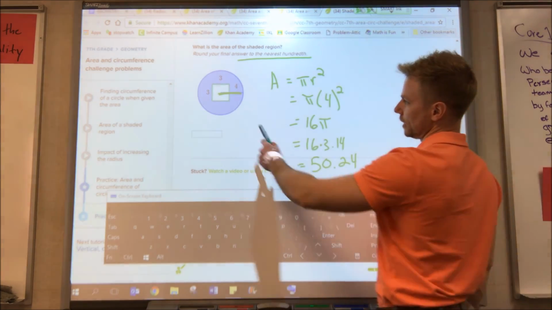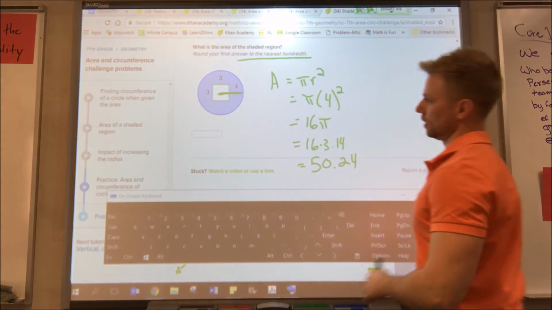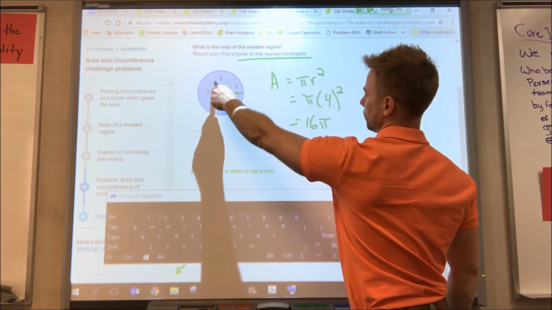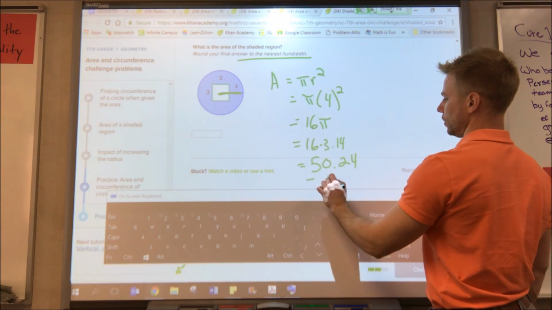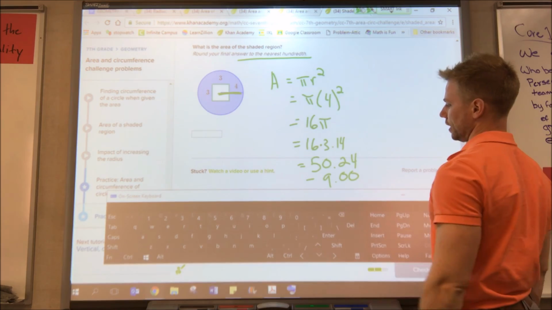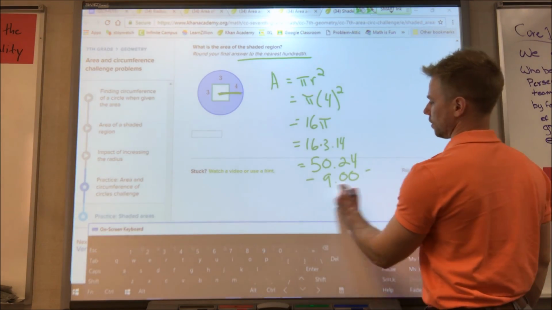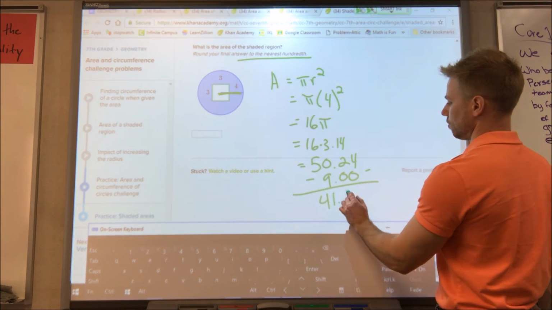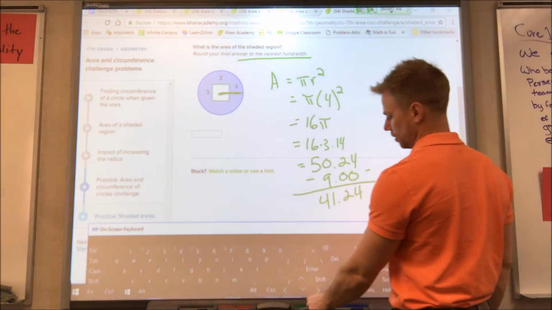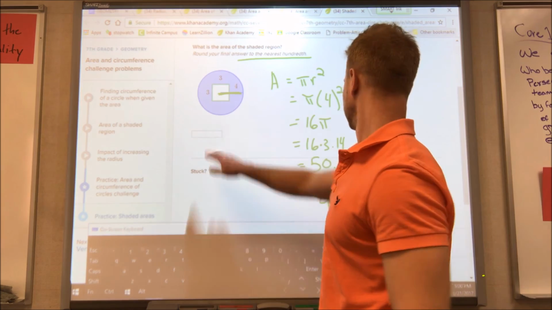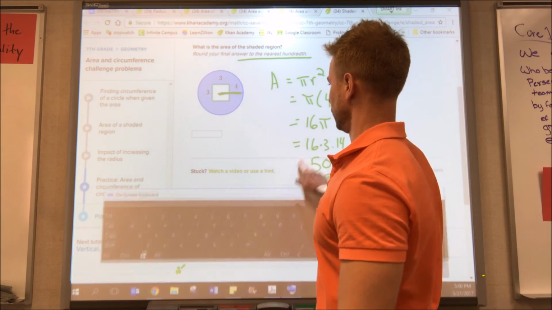Alright. Then we need to subtract the square on the inside, which is 3 times 3, which is 9. So we need to subtract 9. Alright, we're going to end up with 41.24. We'll enter that answer.